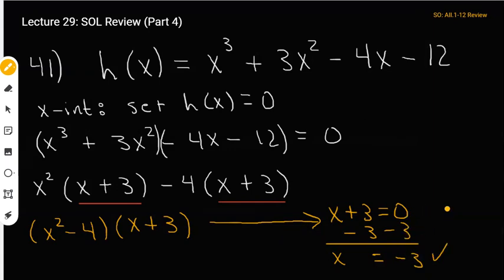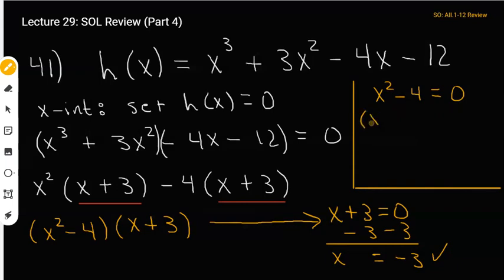And now what I can do is set the other factor equal to 0. Let's see what happens when we do that. So now I have x squared minus 4 equals 0. I can break this down into difference of squares. I'm going to get x minus 2 and x plus 2, and they're both equal to 0.